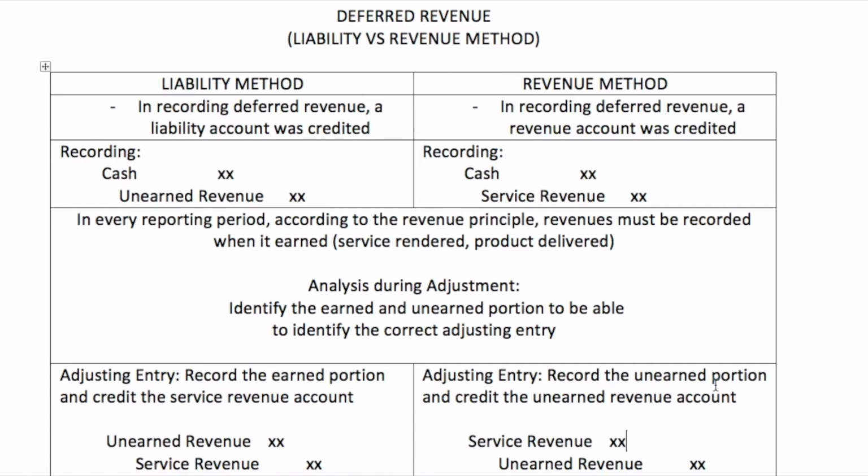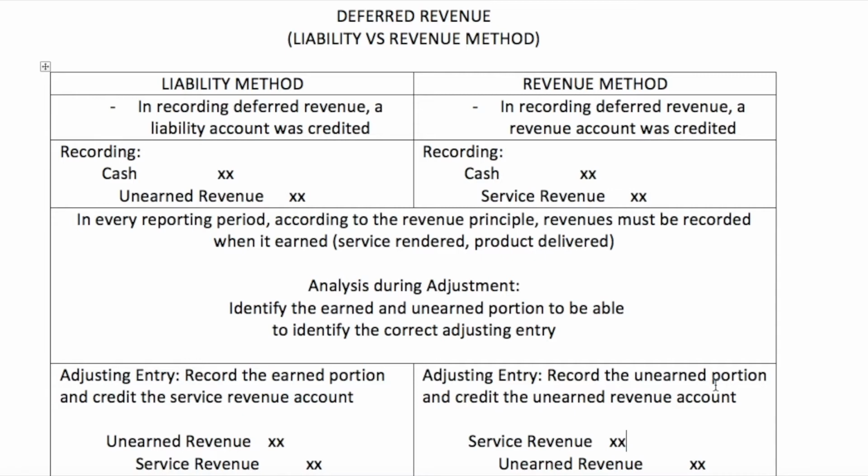So first is on deferred revenue. First and foremost, let's define what deferred revenue is. If you could remember, you were able to encounter the word accrued, right? So when you say accrued, just remember that you did not receive cash yet, but you have already earned the revenue, and likewise used the expense. That is accrued. Okay, no cash involved.